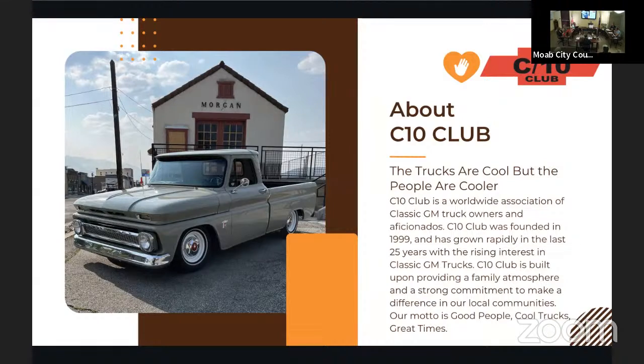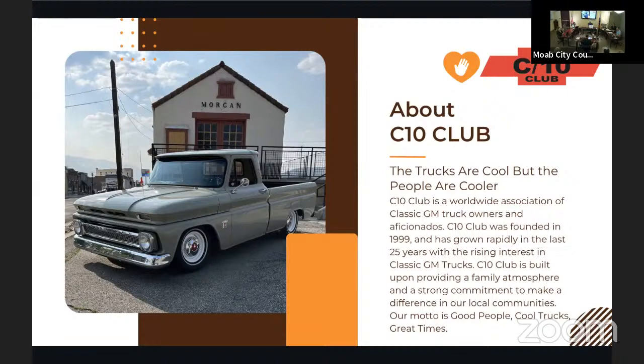So we always say the trucks are cool, but the people are cooler. C10 Club is a worldwide association of classic GM truck owners. This club was founded in 1999. We have grown rapidly in the last 25 years. The popularity of GM trucks has really grown exponentially in the last few years. And so our numbers in the state of Utah, we have 1,200 members in our group, and it continues to grow.